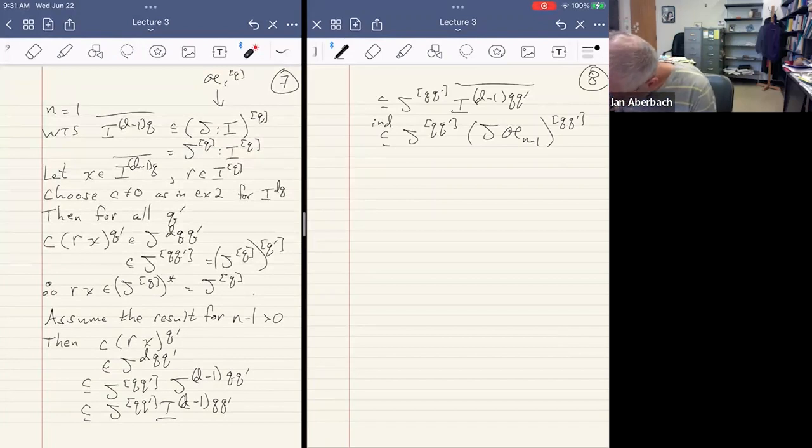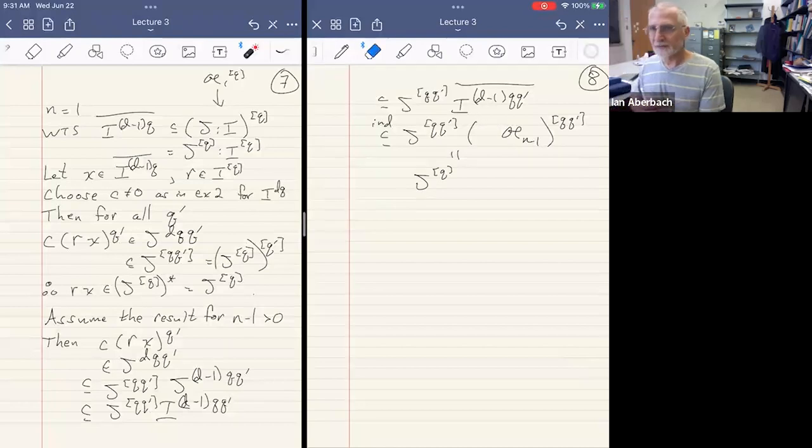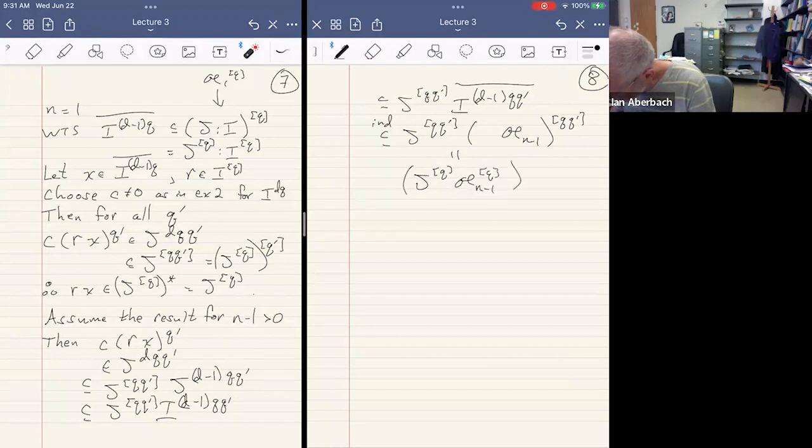And so therefore, again, if we write that as J to the bracket Q, do I have everything right? I'm sorry, there's no J here. It's the integral closure in the A n minus one. So now we are in J to the Q, A n minus one to the bracket Q to the Q prime.